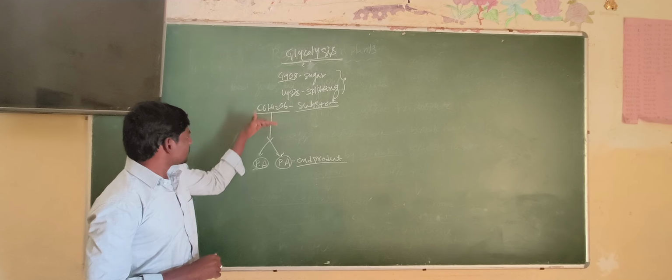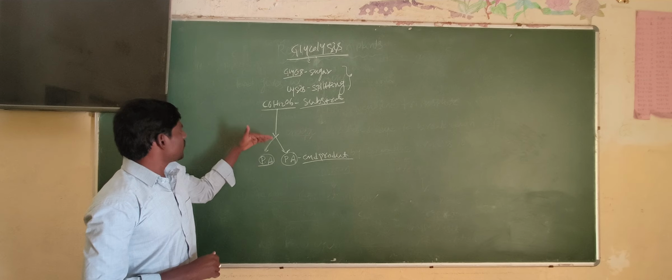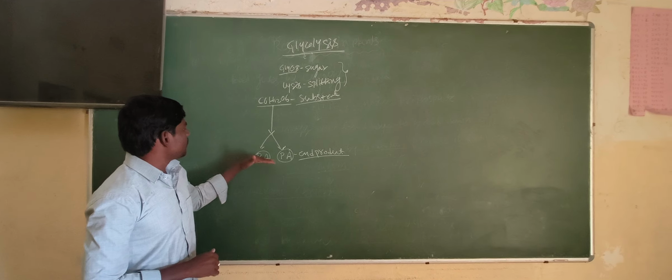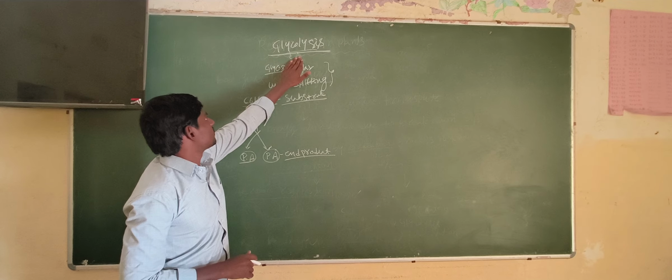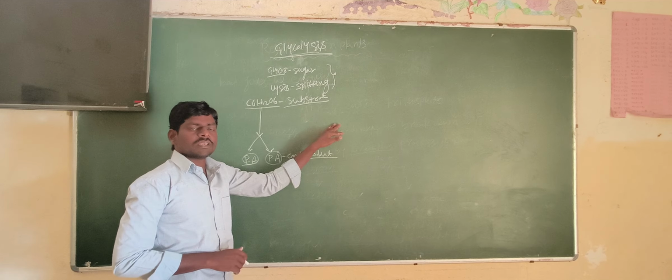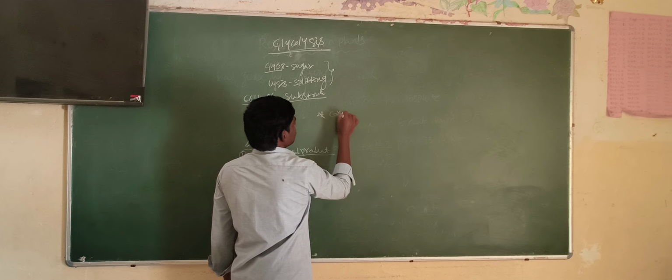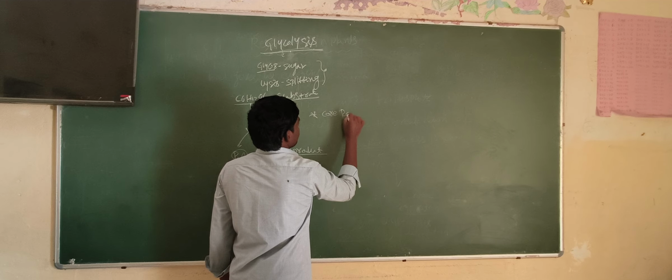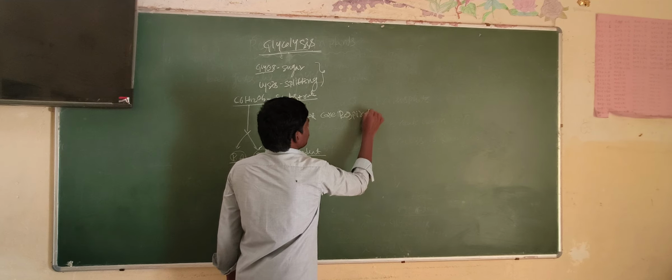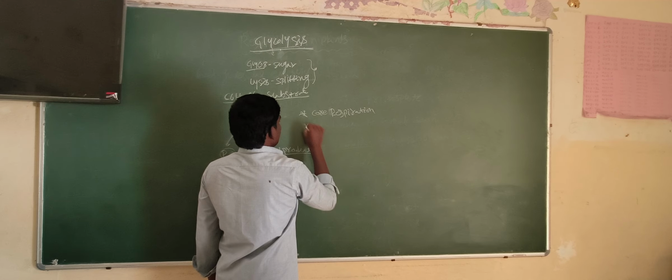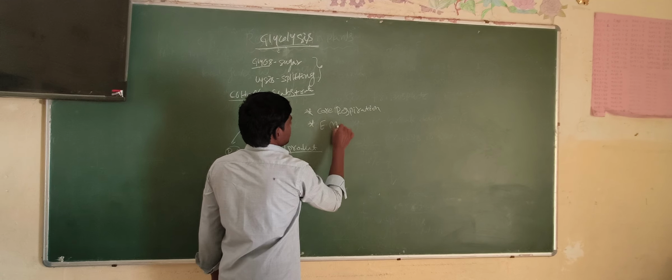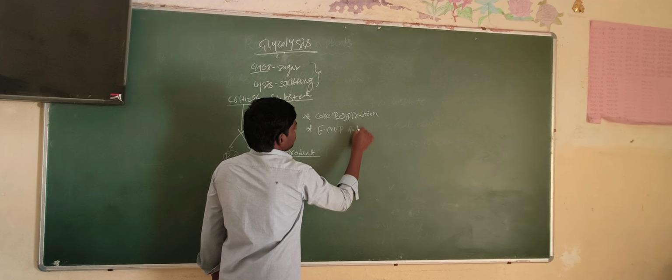How the 10 steps convert one molecule of glucose into pyruvic acid, we will discuss with a flow chart. This glycolysis has different names. First, it is also called the core respiration. One more name is the EMP pathway.